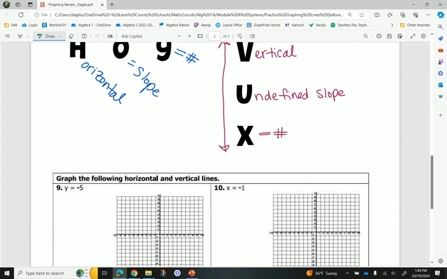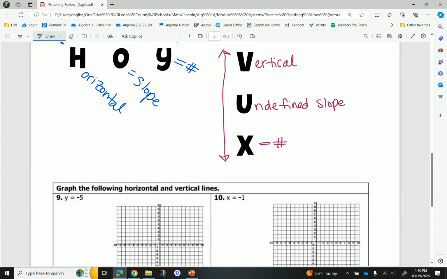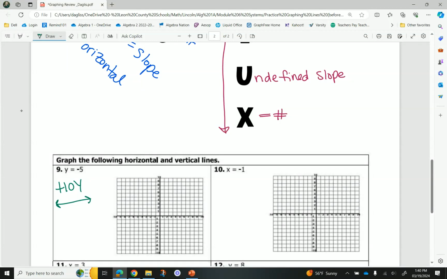All right. Number 9. Y equals negative 5. Is it vertical or horizontal? Is it a Hoy or a Vux? Oh, it's a Hoy. It's a Hoy. So we're going to be horizontal at negative 5.